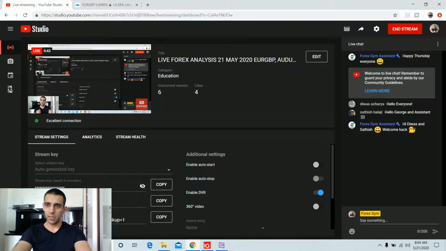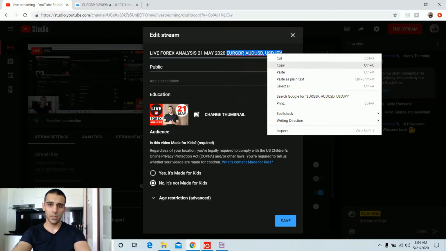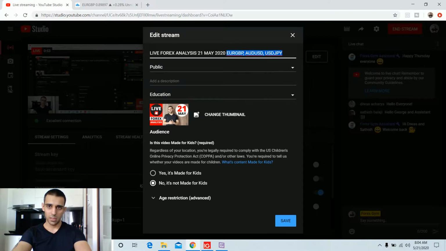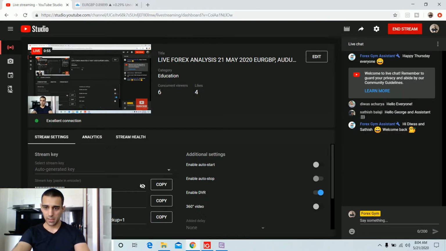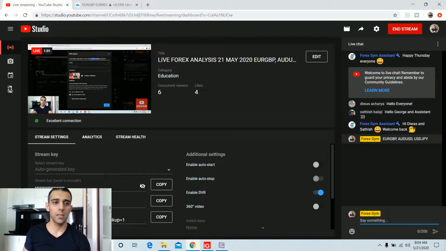Oh, I forgot to write my currency pairs. Let me just copy and paste it in the chat box, so it's easier to come back to. Okay, so these are the potential currencies. These are the currency pairs I pre-selected.